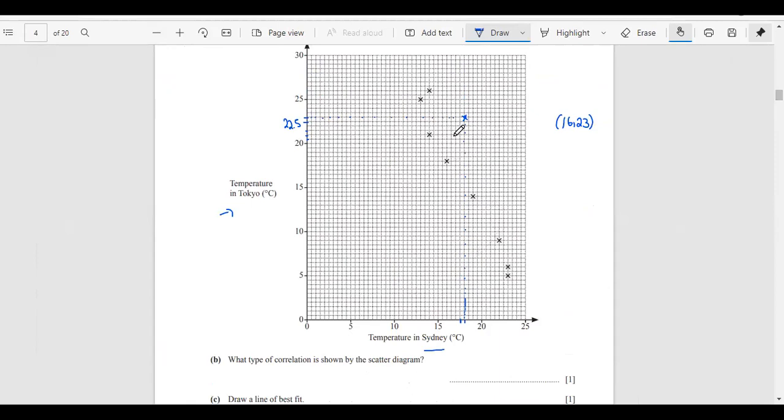So obviously, at the moment we do not have all the points. So I won't say that you would be able to guess the answer correctly. But it looks like the line would be something of this type, right? So what is the correlation in such cases? As the temperature of Tokyo is decreasing, the temperature of Sydney is increasing, right? So the correlation is inverse, negative, okay?